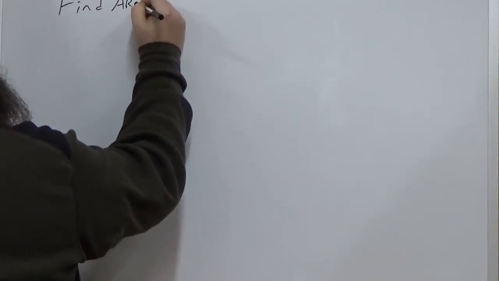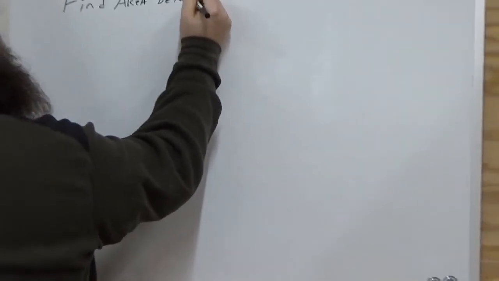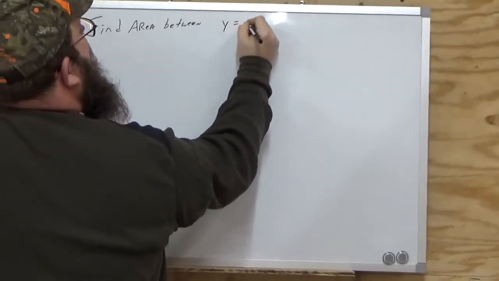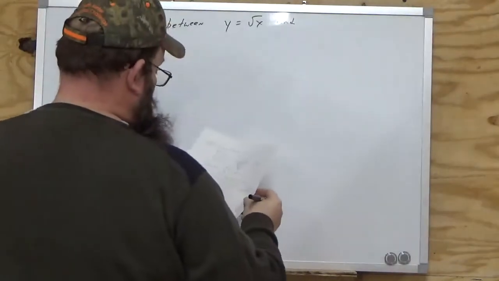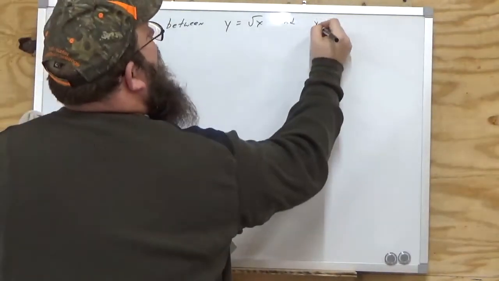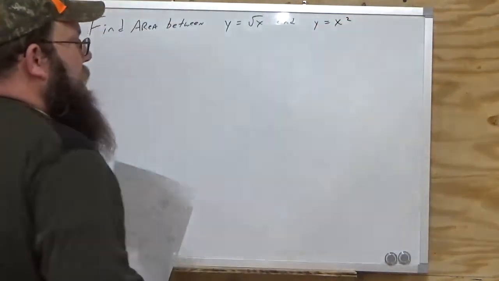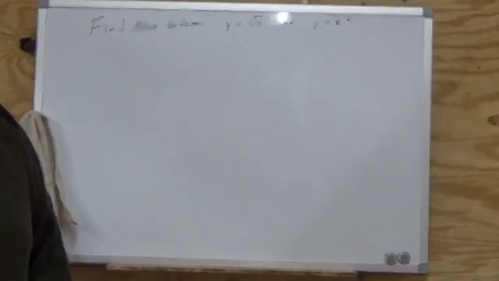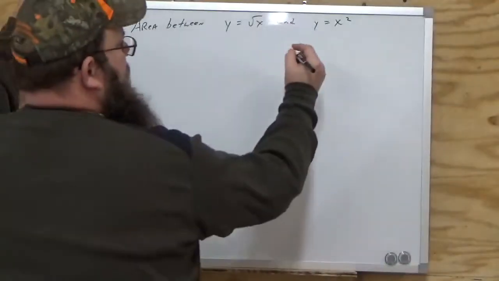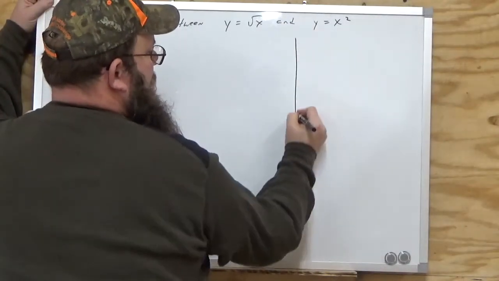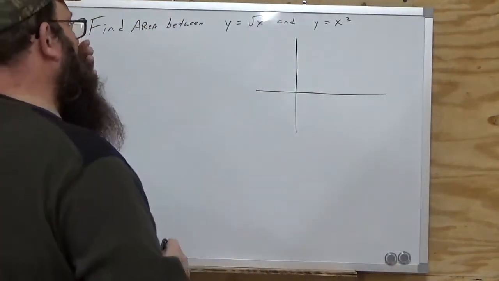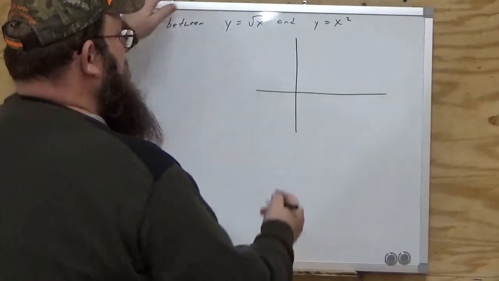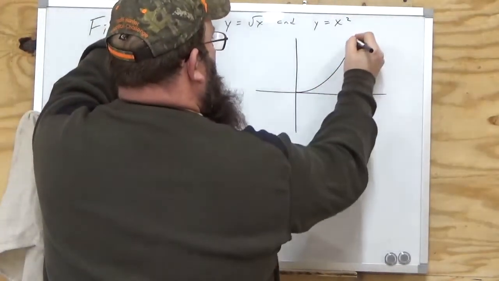Let's find the area between y equals the square root of x and its nice partner again. We're going to stick with the parabolas again, y equals x squared. So 2 very basic functions, 2 very simple ones, not a whole lot going on. Again, we're going to start out here. Everybody knows what y equals x squared looks like. It's your parabola.